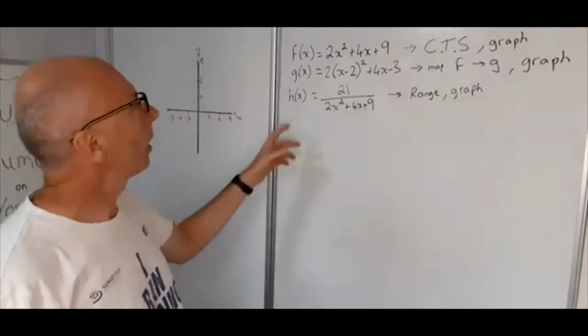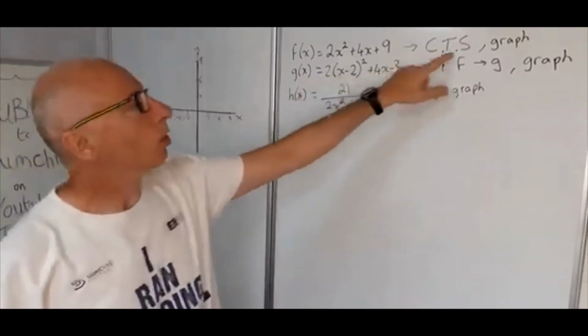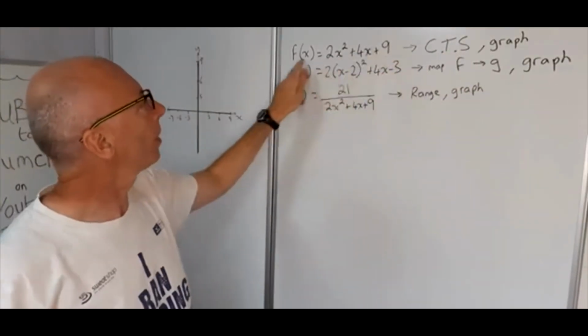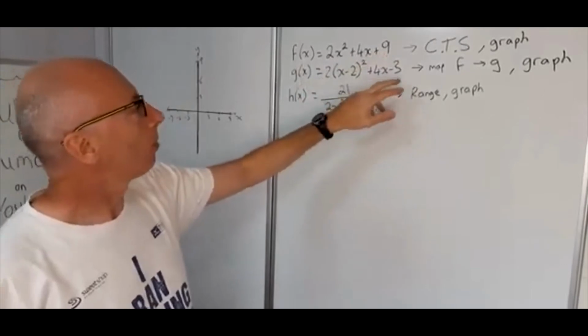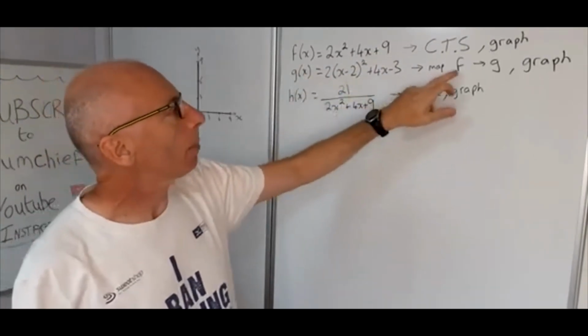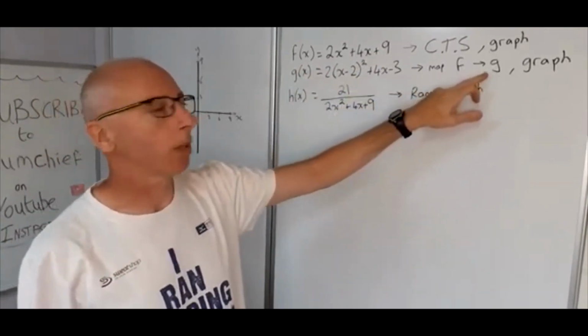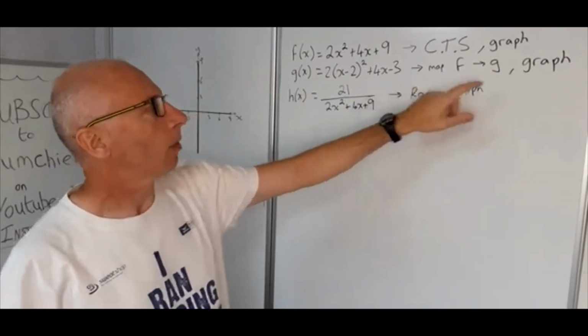Okay, so we've got a question here. We need to complete the square and graph this function here, 2x squared plus 4x plus 9. And then we're going to take this function here, g, and we're going to map f onto g, i.e. what transformation we're going to need. And we're going to graph it.